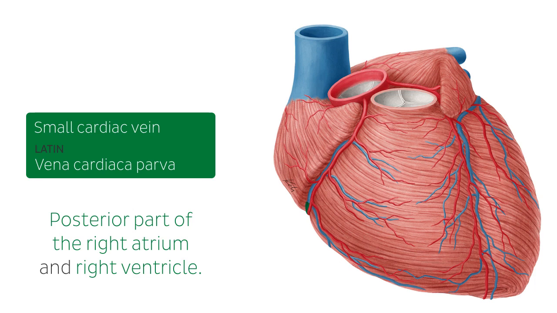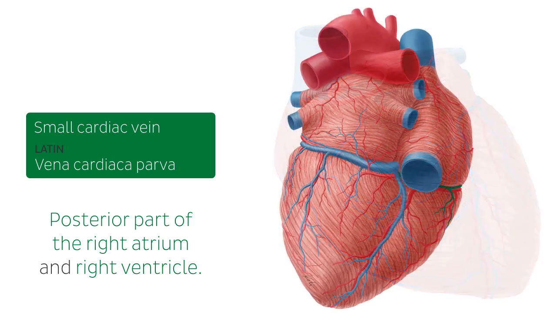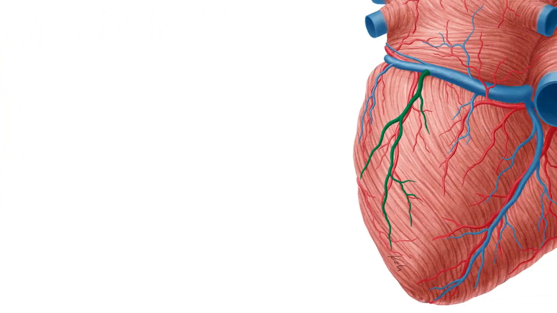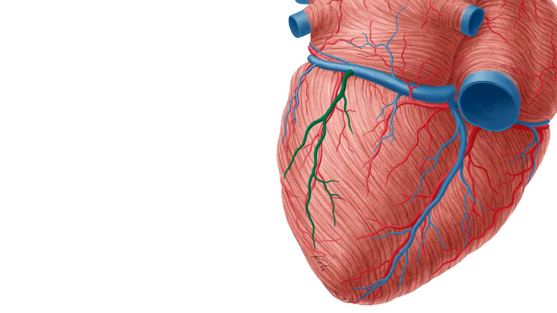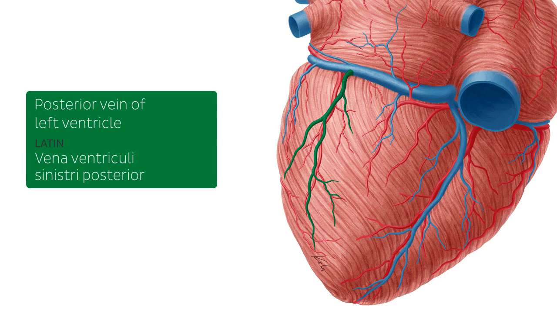And if I turn the heart to the posterior inferior view, or the diaphragmatic surface of the heart, you can then see the small cardiac vein highlighted in green and how it enters the coronary sinus. Now, the next structure we're going to be highlighting, still from the posterior inferior view of the heart, is known as the posterior vein of the left ventricle.